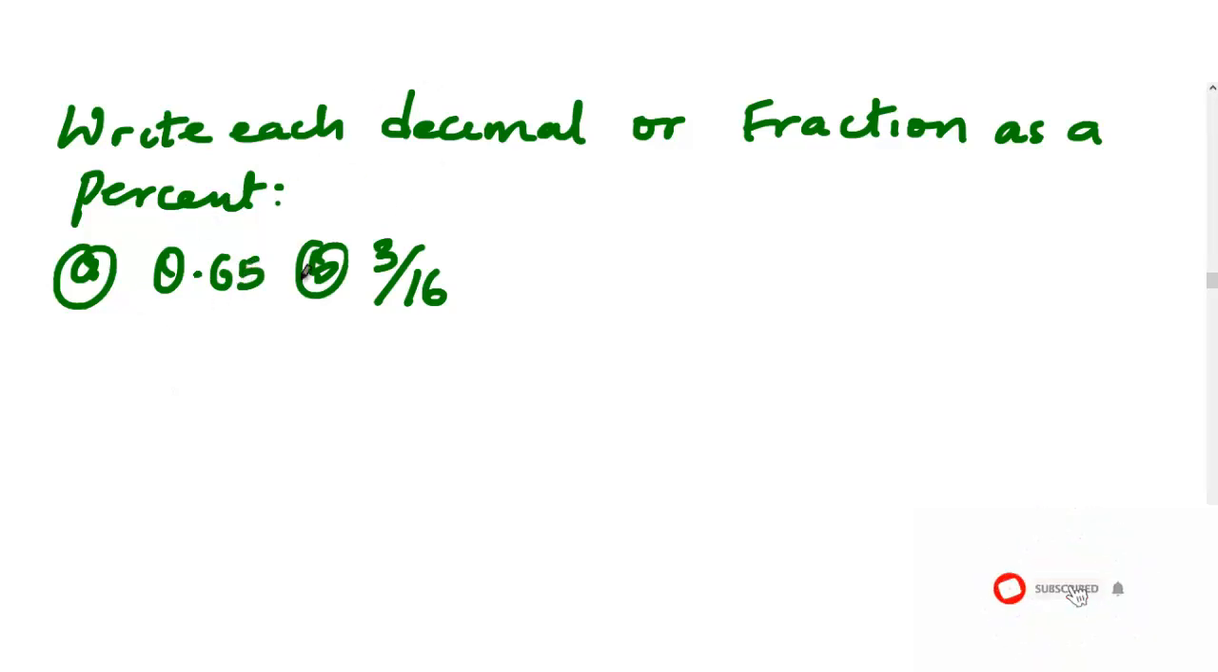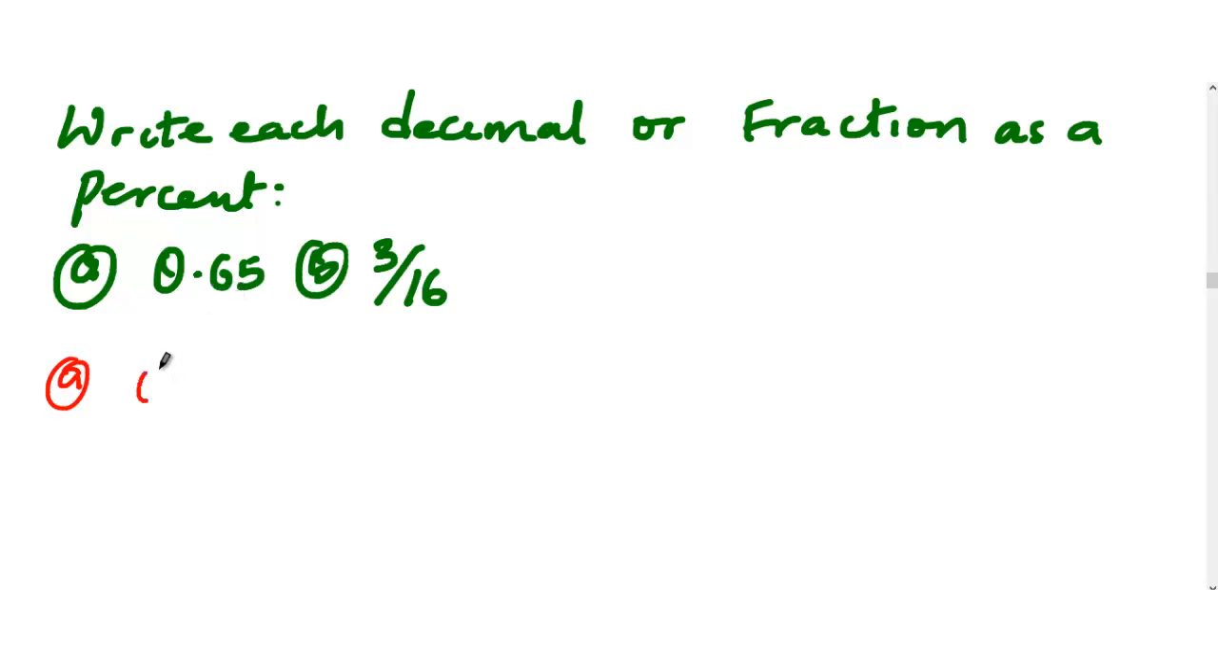Alright, in this video we are required to write each decimal or fraction as a percent. So let's start with this. This A part is in decimal, so we want to write it in percent. Writing it in percent implies that the denominator has to be 100. So that will determine how many times you are going to be moving the decimal. For us to have the denominator be 100, we have to move the decimal point twice to the right.